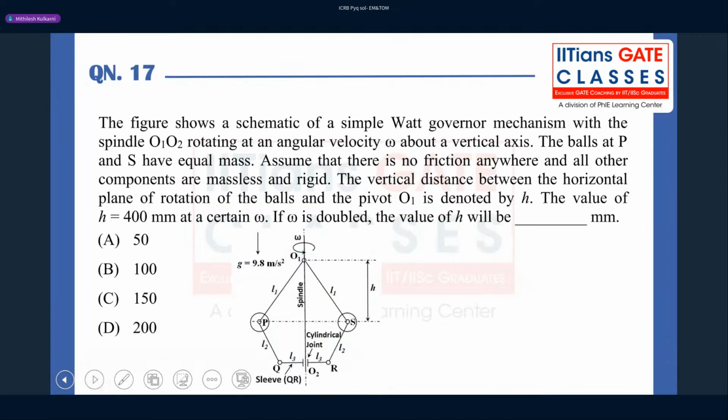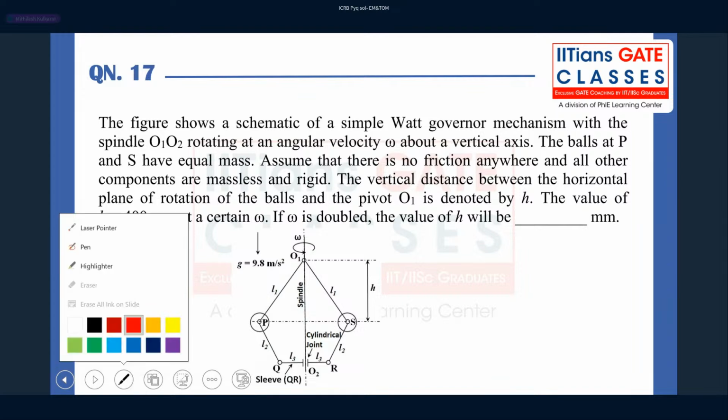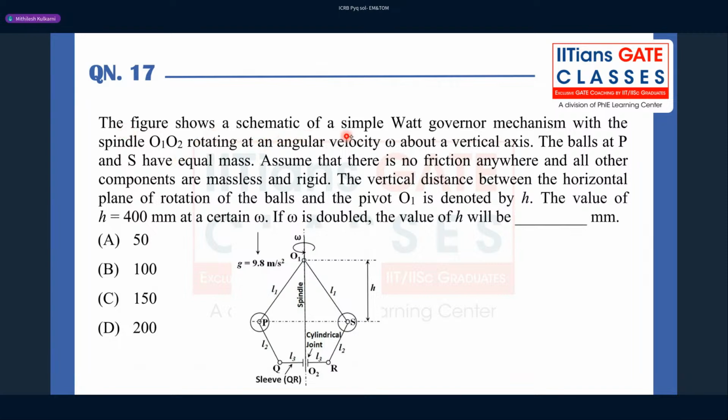Coming to the first question, this is from the theory of machines governors topic. The figure shows a schematic of a simple Watt governor mechanism with the spindle O1 O2 at an angular velocity omega about the vertical axis. The balls at P and S points have equal masses. Assume that there is no friction anywhere and all other components are massless and rigid. The vertical distance between the horizontal plane of rotation of the balls and the pivot O1 is denoted by the height h, height of the governor, and the value of h is equal to 400 millimeter at certain omega. If omega is doubled, the value of h will be?